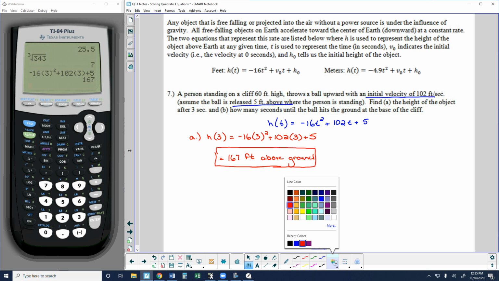Now in part B is where we have to do a little bit more work. Part B says to find out how many seconds, so now we have to solve for t, until the ball hits the ground. So how many seconds until the ball hits the ground at the base of the cliff?